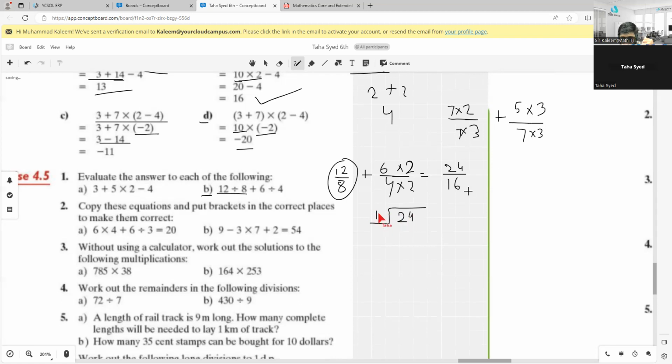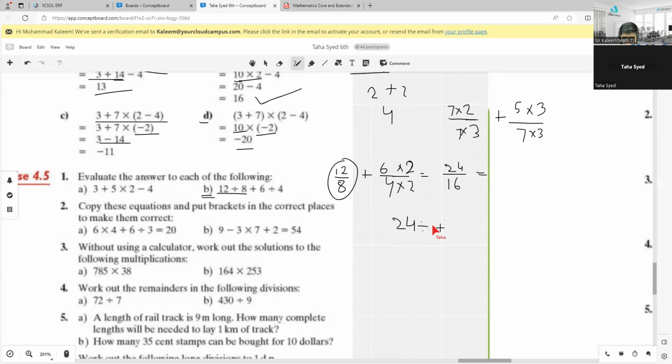Yes, sir. Okay, so after that, 24 over 16, you just have to cancel out. No, it's not 24. Look, our question is in fraction form, like in division. Here they didn't mention whether you have to write your answer in decimal or in fraction. So we don't have to solve, we just have to evaluate. Okay, you can also write your answer in decimal, 24 divided by 16.